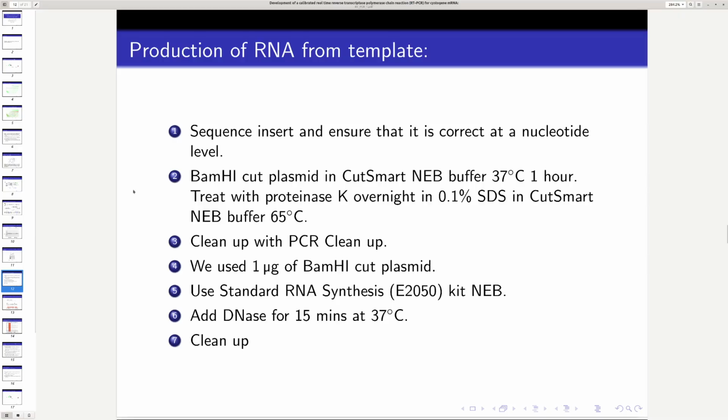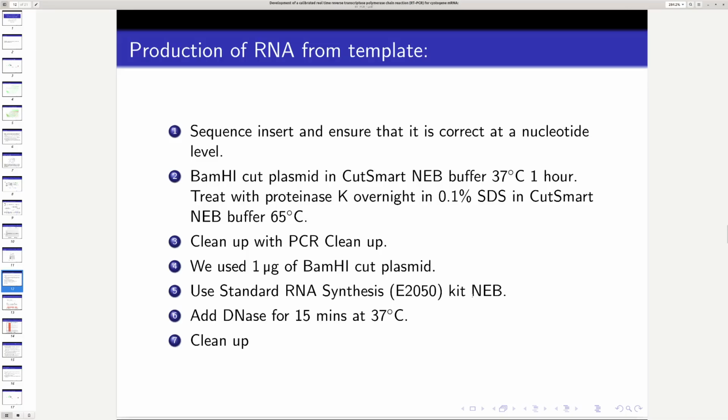So how do we make the RNA? Well, the first thing we do, once we've cloned our insert into the plasmid, is sequence the insert and ensure it's correct at the nucleotide level. And they always are with the Q5 polymerase. Then we cut with BamHI in CutSmart buffer, 37 degrees for 1 hour. Then treat with the proteinase K, as we stated in the last slide, overnight. And then we clean up with a PCR cleanup, and we use 1 microgram of BamHI-cut plasmid and a standard RNA synthesis kit from NEB.